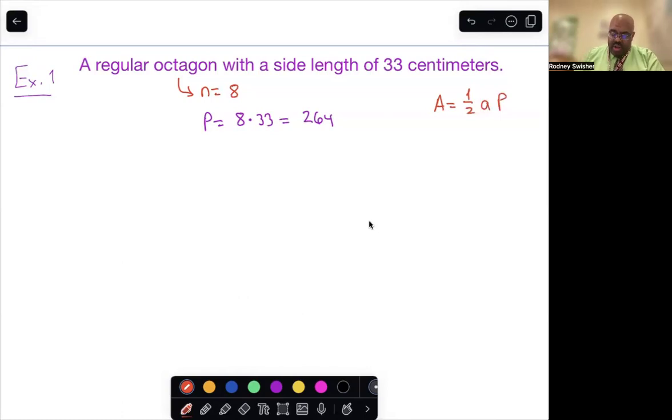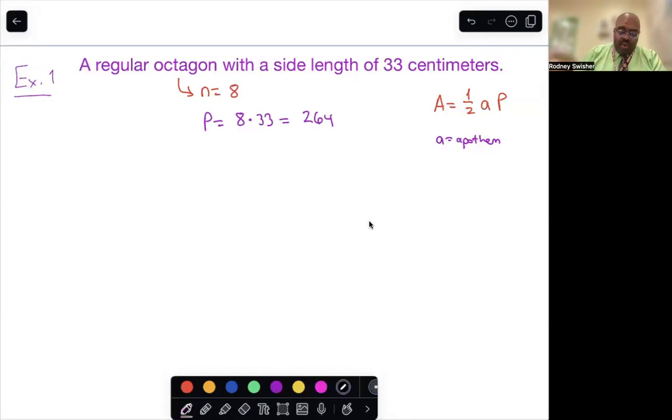Now, what is this A? This lowercase a is what is called the apothem. Basically, in any regular polygon, the apothem goes from the center of the shape to the midpoint of one of the sides. We don't necessarily have to draw an octagon or anything like that. We just have to be able to draw a right triangle.